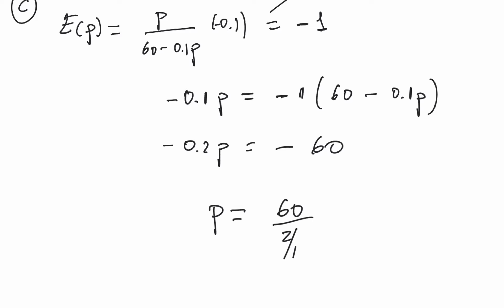But 0.2 is 2 divided by 10. So it's 600 divided by 2. So it's 300. So at the price of 300, the elasticity is 1. And that solves the problem.